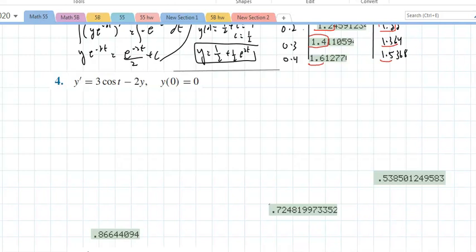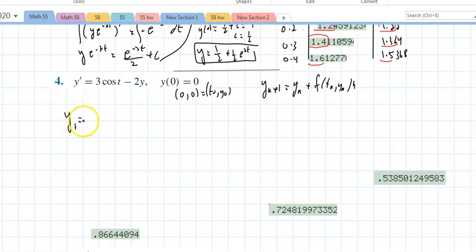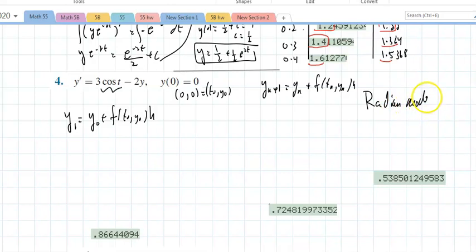We want to do number 4, and number 4 has the initial point being 0, 0. This is t sub 0, y sub 0. So here, I know that y sub n plus 1 is y sub n plus f of t sub n, y sub n times h. And the same deal, so if I say y sub 1 is y sub 0 plus f of t sub 0, y sub 0 times h, just like calculus, if you see a trig function, make sure you are in radian mode. Otherwise, it doesn't work. Radian mode. And that's true all throughout.